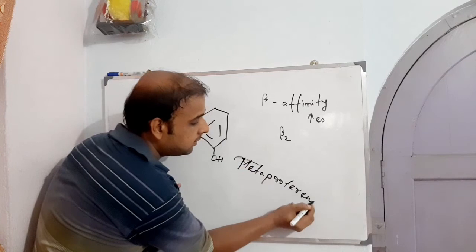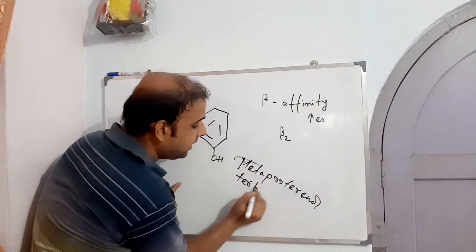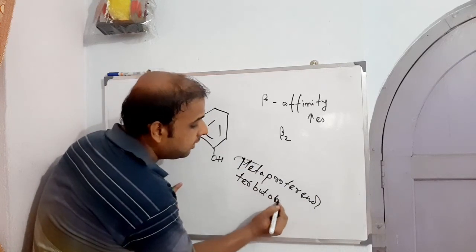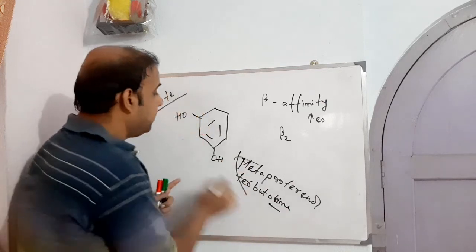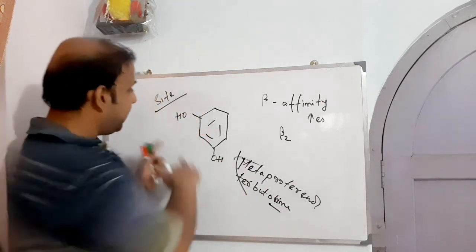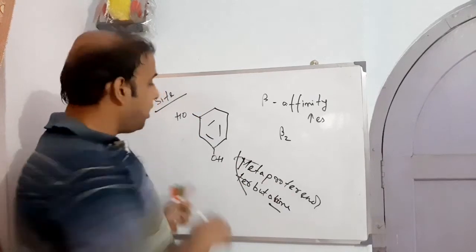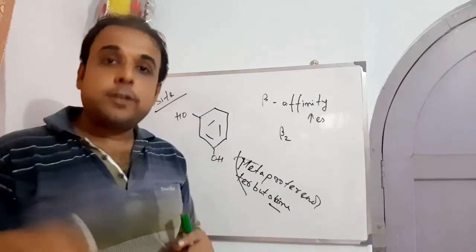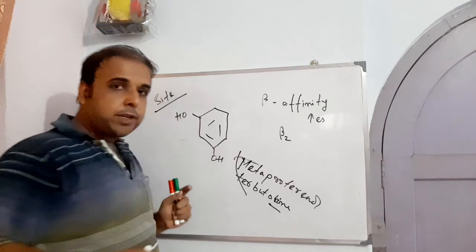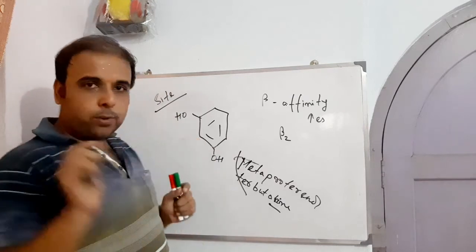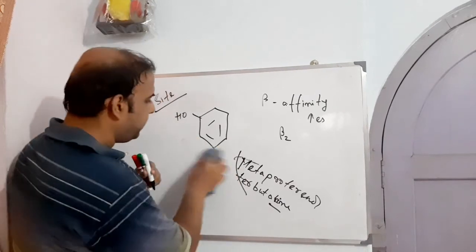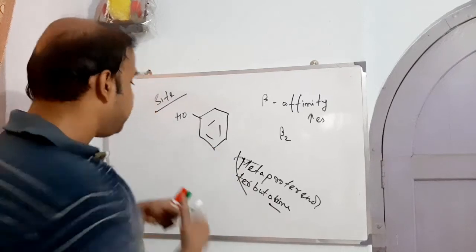Metaproterenol, terbutaline, these are the drugs in which you can find that no longer is a catechol ring there. The catechol has been shifted or changed to resorcinol. So this is found to be the resorcinol. So that is another modification I told. Now let us again deal with this catechol. Let us see what the other thing is.